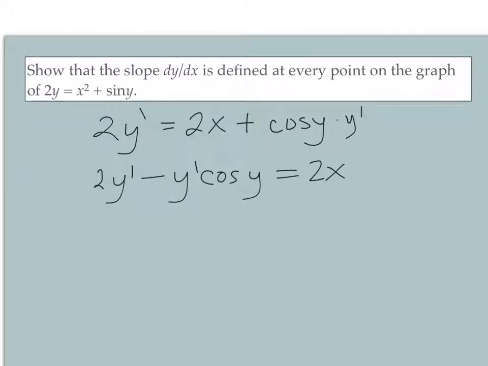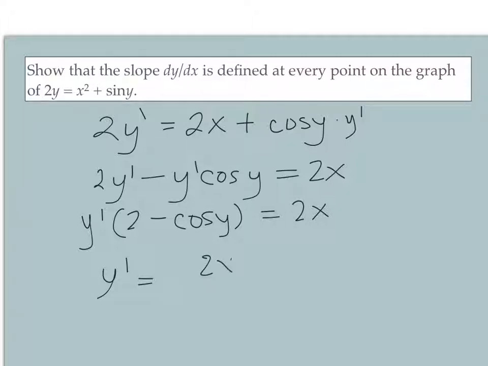Okay, now what do I do? Take out a y prime. So I have 2 minus cos y left, and then I divide by that. So I have 2x over 2 minus cosine y. Okay, and that's everything. It's done. So it's not that bad of a procedure, but it does take a little bit of practice.